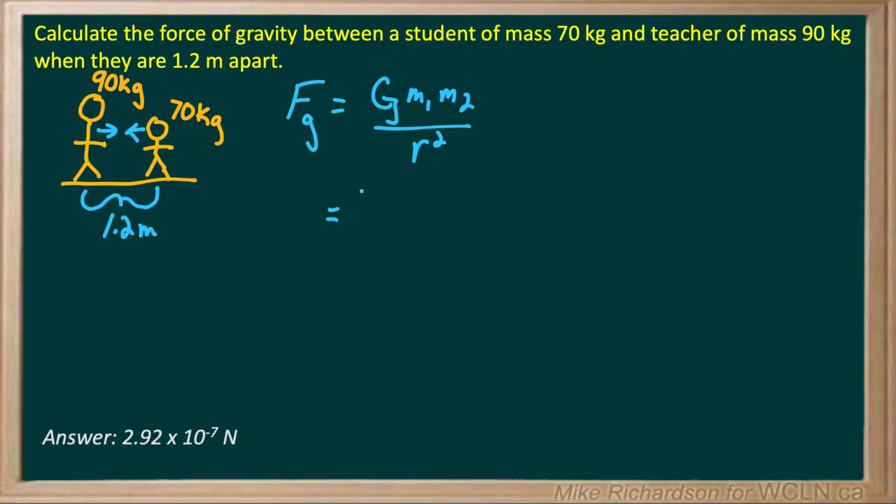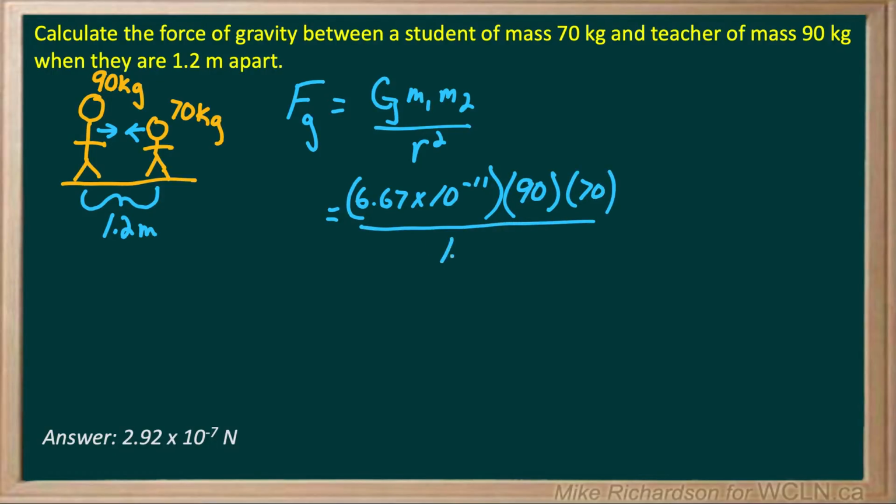So all we do now is get our calculators out and crank this out. G is 6.67 times 10 to the negative 11. Doesn't matter which one's m1 and which one's m2. They both experience the same force, equal and opposite. So I'll just start with the 90 times 70. And I divide the whole thing by 1.2 meters all squared. And you end up with a force of gravity 2.92 times 10 to the negative 7 newtons.